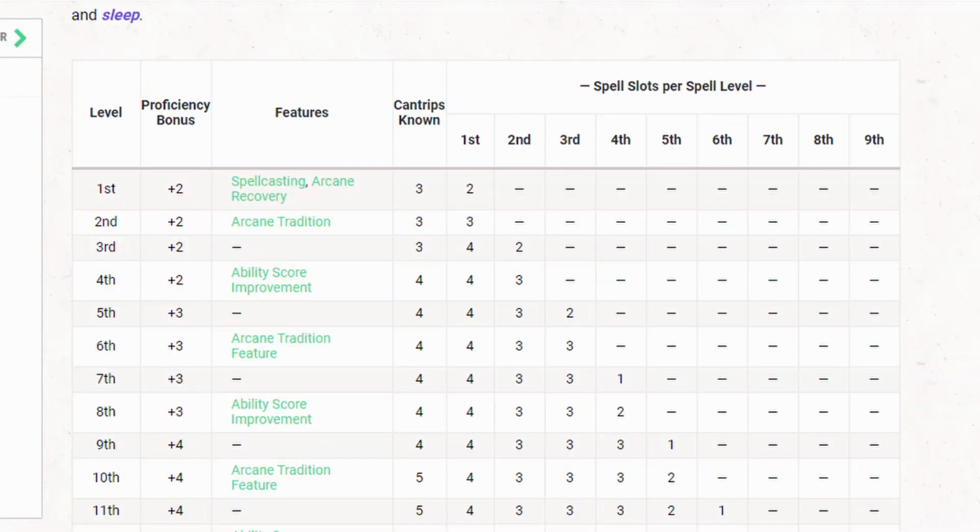Each class has a bit of a different take on spellcasting. However, there are also many similarities in the way spells work. So the purpose of this video is to teach the basic mechanics in order to make spellcasting as easy to understand as possible. There are two main types of spells in D&D: cantrips and spells of first level or higher.